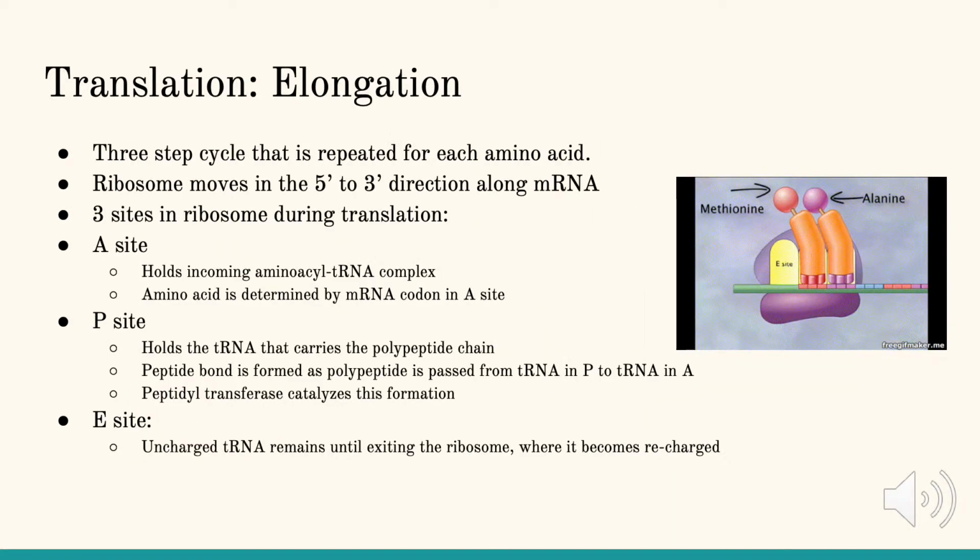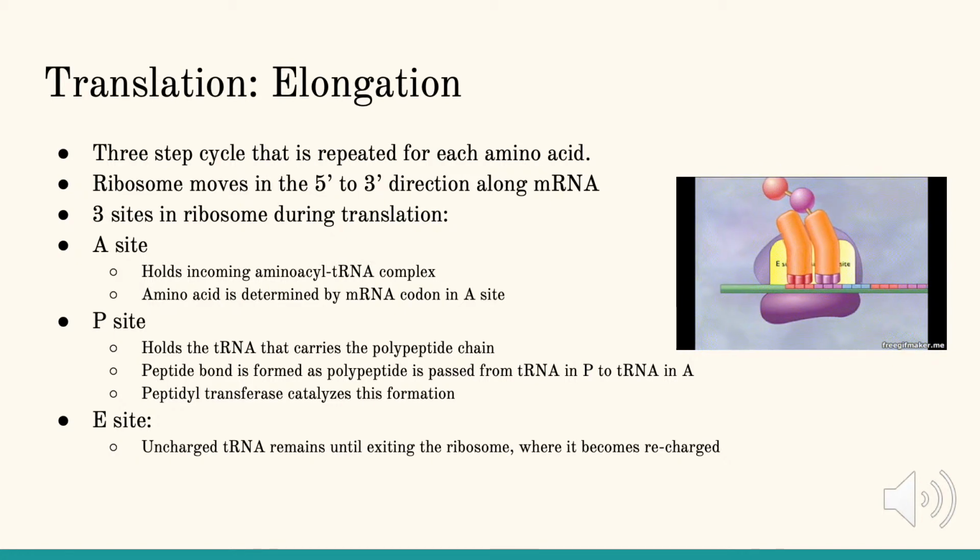The second step is elongation. This is a 3-step cycle that is repeated for each amino acid. The ribosome moves in the 5' to 3' direction along the mRNA. The A site is where the next amino acid is added to the growing chain, and it is determined by the mRNA codon within the A site.